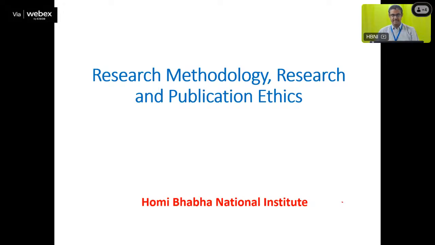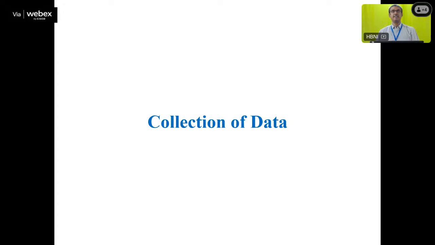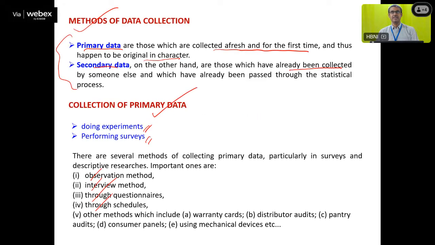So we were discussing research methodology. We are discussing collection of data, and we discussed the different methods of data collection. Thank you, somebody mentioned that the slides are changing. Last day we discussed primary data and secondary data. Primary data are the original or novel, first-time collection of data. Secondary data are those which have already been collected by someone else and you are analyzing that.